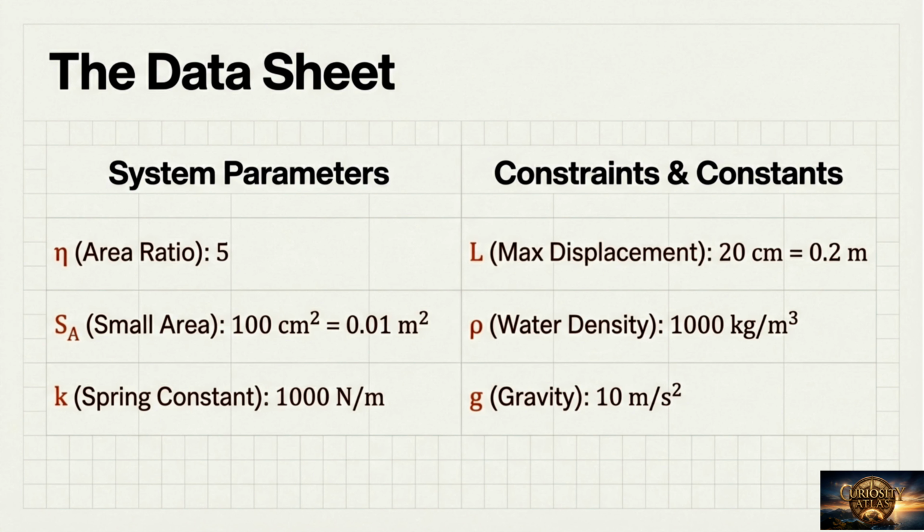Here are the parameters and constraints. The area ratio ETA is 5. The maximum displacement L is 0.2 meters. The small area S sub A is 0.01 square meters. The spring constant K is 1,000 newtons per meter. Water density rho is 1,000 kilograms per cubic meter, and gravity g is 10 meters per second squared.